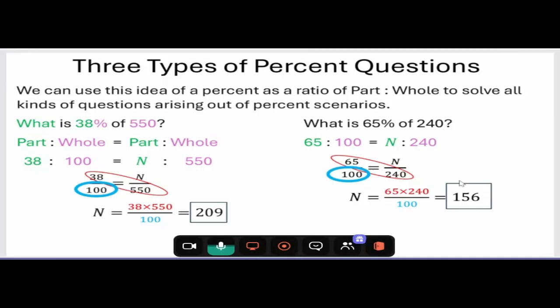So 156 out of 240 is 65%. If you wrote a test with 240 questions and you got 156 of them right, you got 65%. 65 out of every 100 correct.